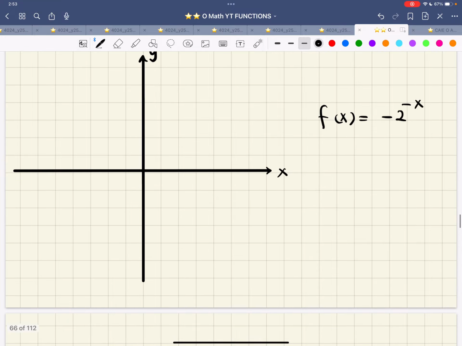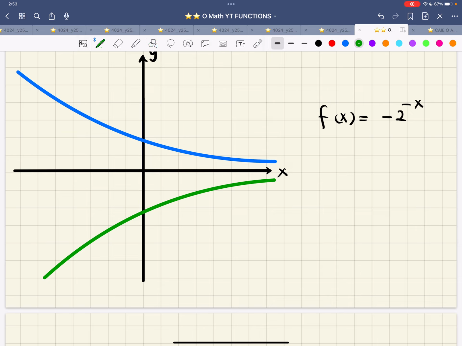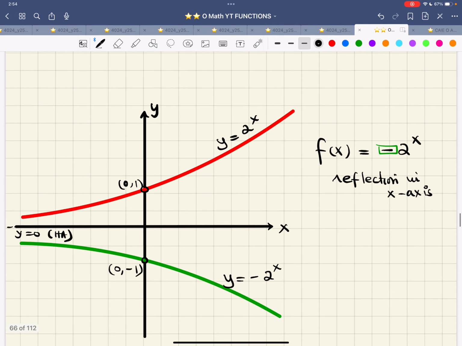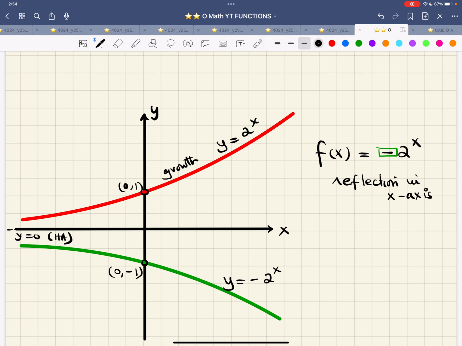Similarly, 2 raised to the power of negative x goes like this. And let me draw its image like this. Let me label it. This is y equals 2 raised to the power of negative x. And this is y equals negative 2 raised to the power of negative x. This negative over here is again reflection in the x-axis. So this was a graph of decay. This is a graph of decay. This is a graph of growth, and that's how it's drawn.